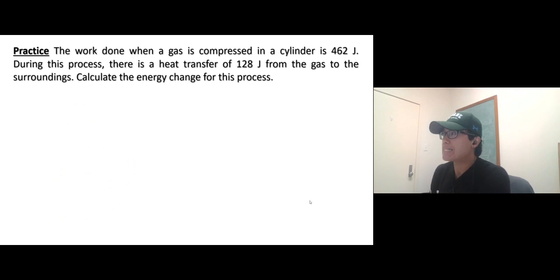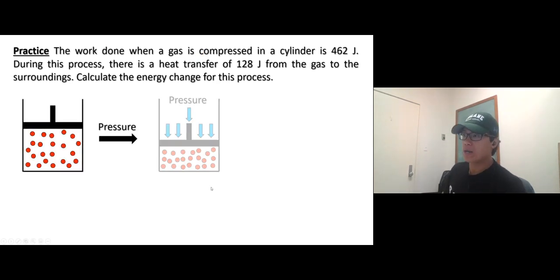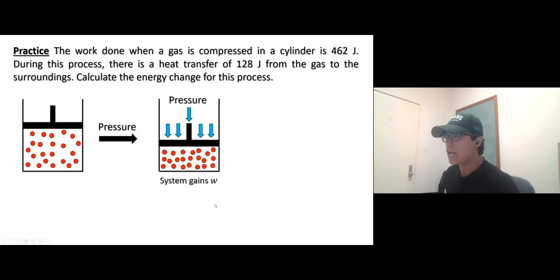So the work done when a gas is compressed in a cylinder is 462 joules. All right, so make sure you understand this first. The work done on the gas, and the gas is compressed. So if the gas is our system and becomes compressed, it gains energy. So the surrounding does work on it, puts the pressure on it. The system gains work. Right? How much? Plus 462 joules.